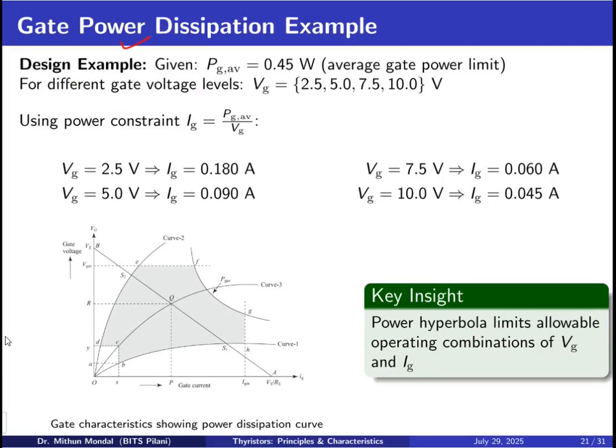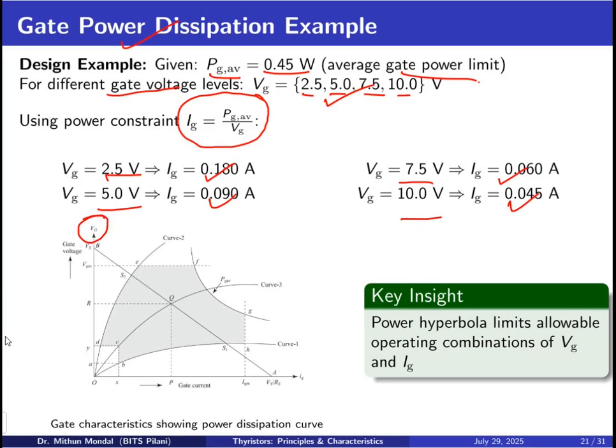Now we will see a gate power dissipation example. Let us understand that the Pg average is 0.45 watt, which is the average gate power limit, and for different gate voltage levels, let us take an example of 2.5, 5, 7.5 and 10 volt. The gate current is the ratio of the average power by voltage. So for these voltages you can find the different gate currents, and you can draw the curve between the gate voltage and the gate current, which is known as the gate characteristic. This will be showing the power dissipation curve.